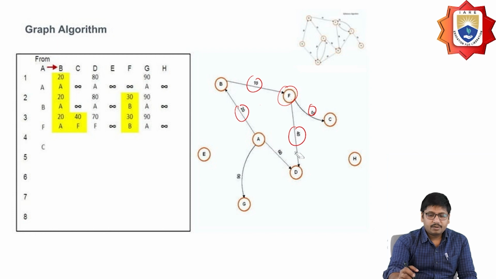And similarly from F to B it should be 30, and then F to G it should be 90.